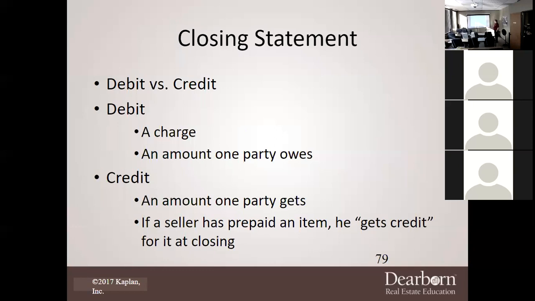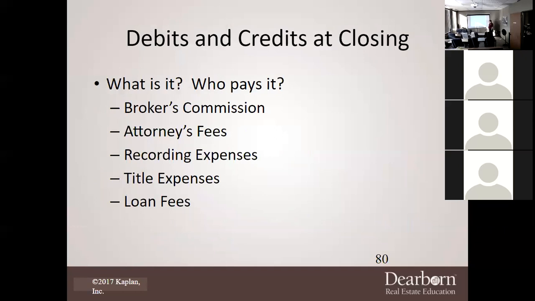So in that situation, a debit is a charge and it's an amount one party owes. And a credit is, of course, the amount one party basically gets. So if the seller has prepaid an item, he gets a credit for that. Okay? So that's kind of the difference you need to know. So what is it and who pays it? Well, I'm going to test y'all real quick. Okay, Mr. Eugene, who pays the broker's commission?